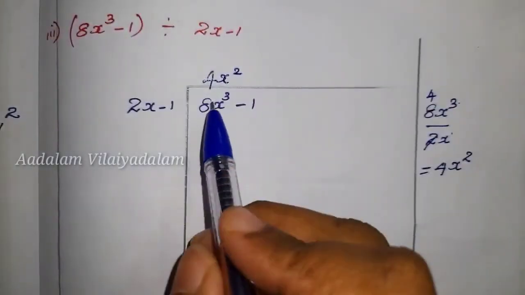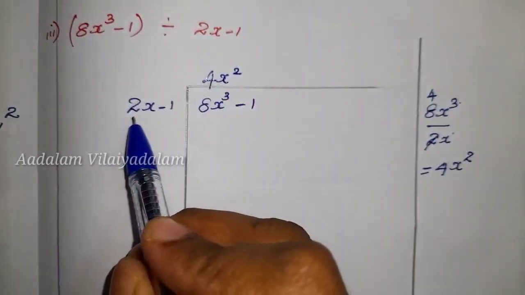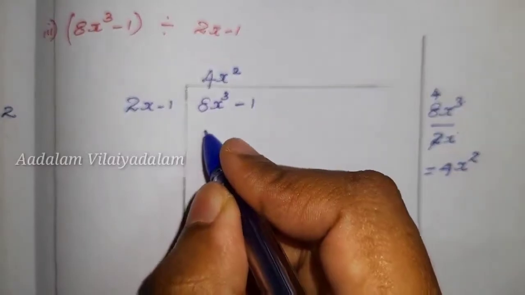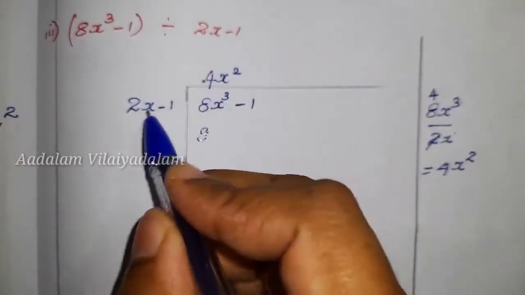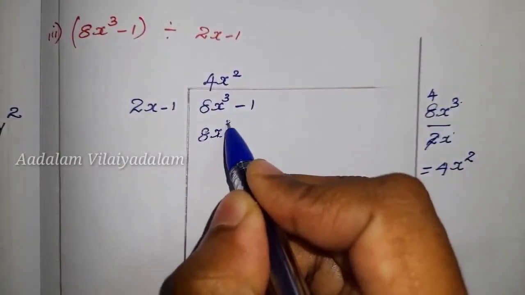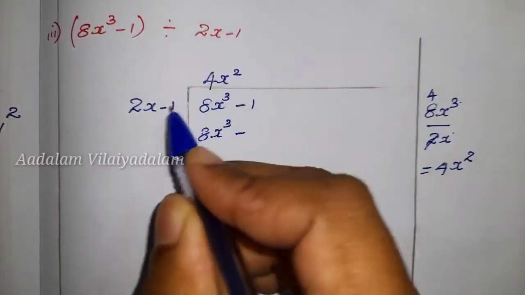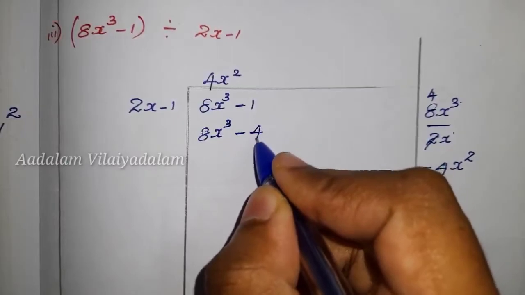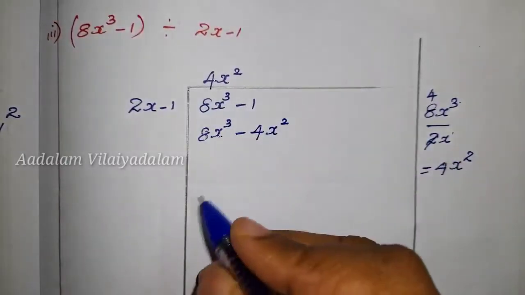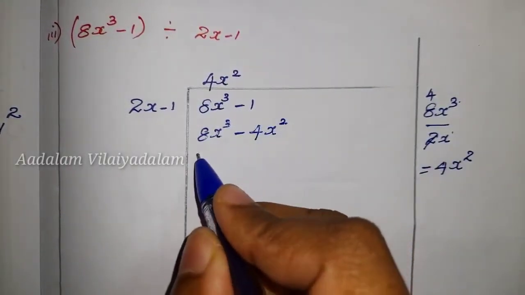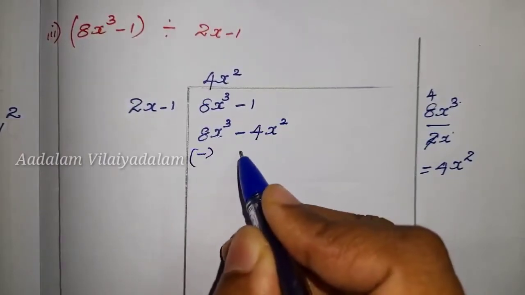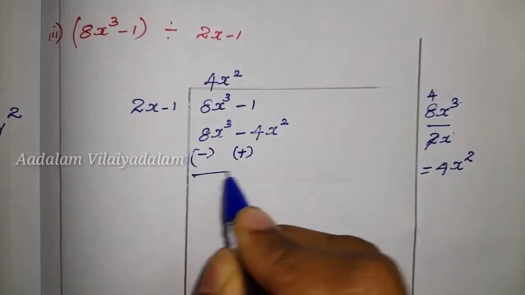Now multiply 4x square into 2x. That is 4 2s are 8, x square into x, x cube. So again plus into minus, minus 4x square into 1, 4x square. Now change the sign. This is minus, so here plus. So add the like terms.